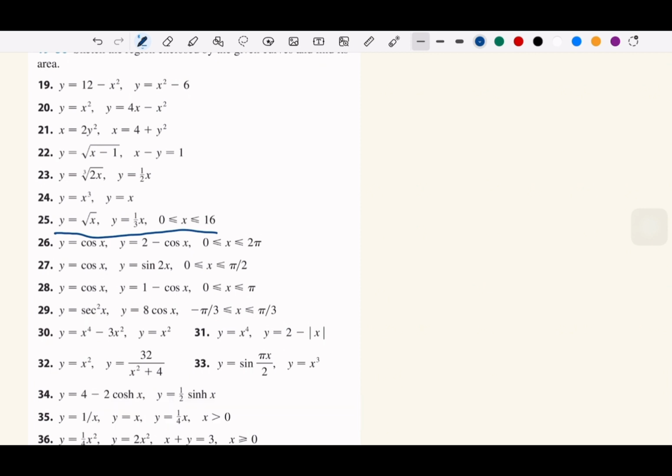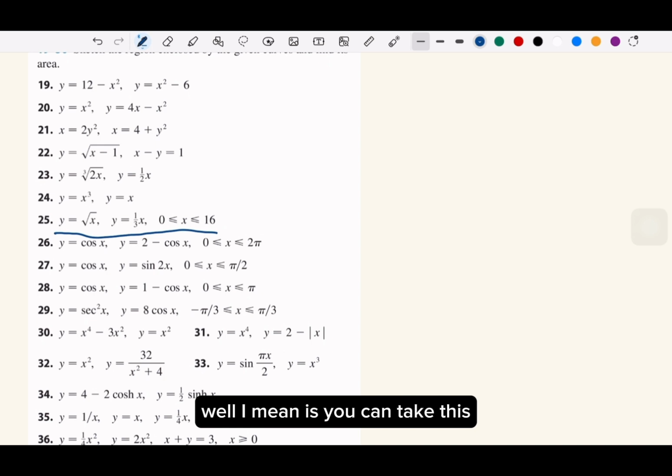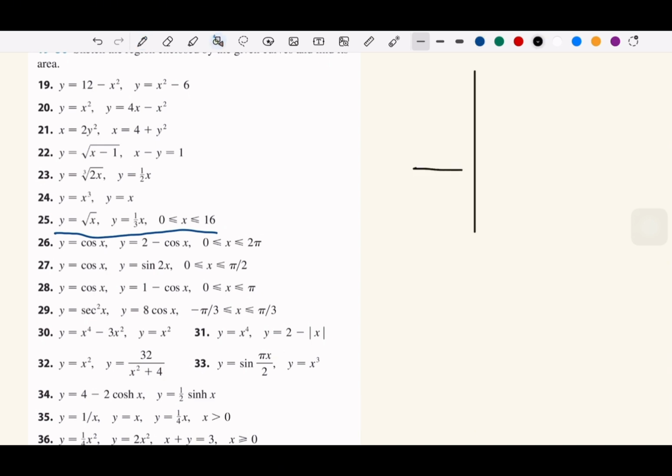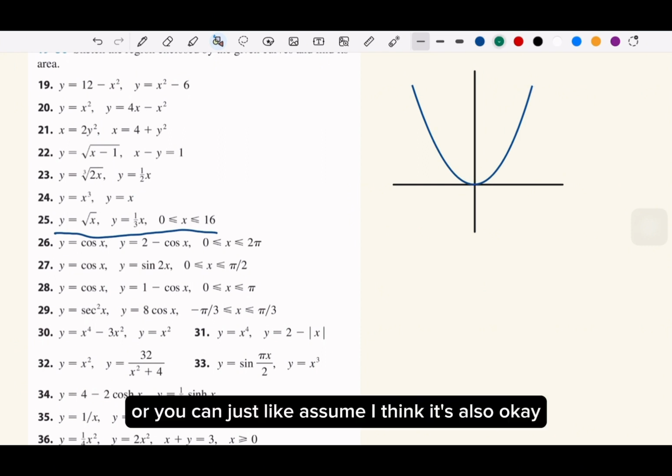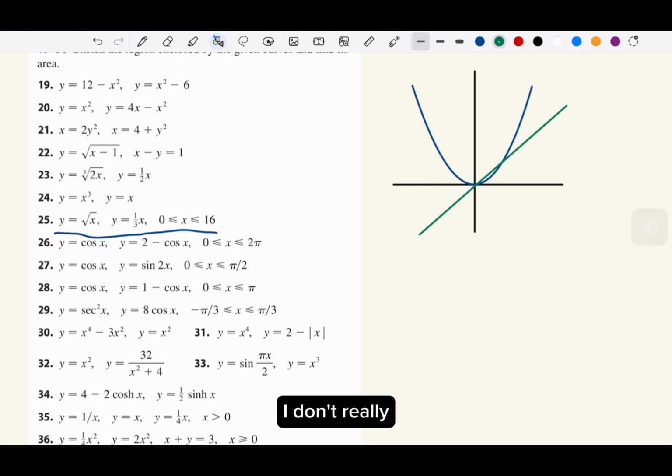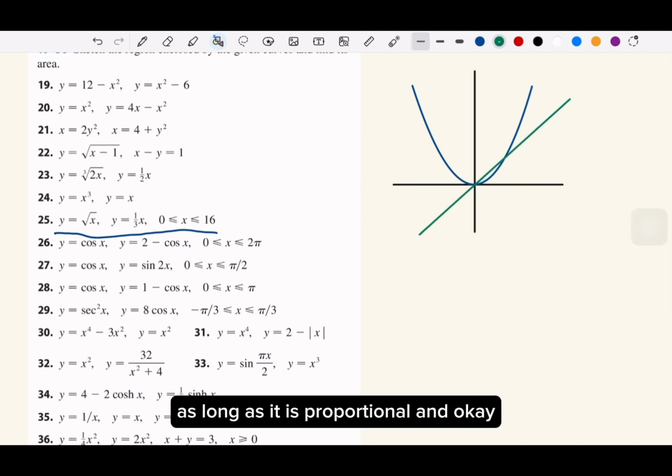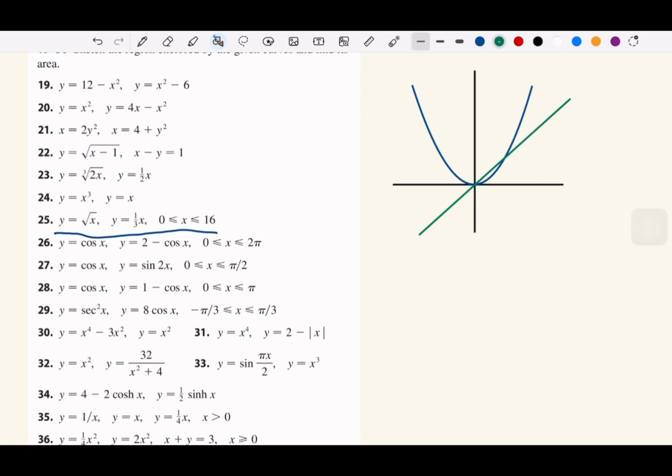Okay. What I mean is, you can take this. Or you can just assume. I think it's also okay. I don't really care much about the graph as long as it is proportional and okay.